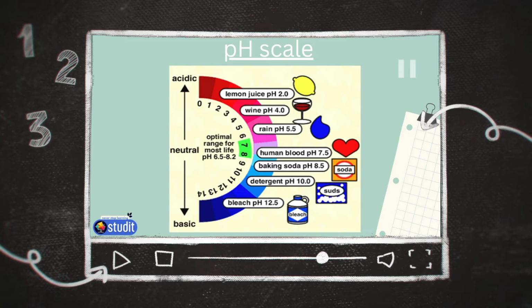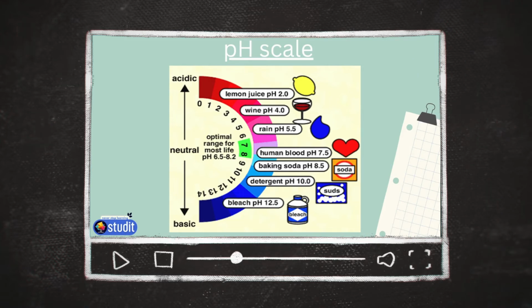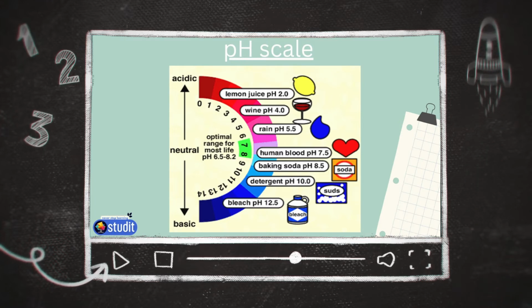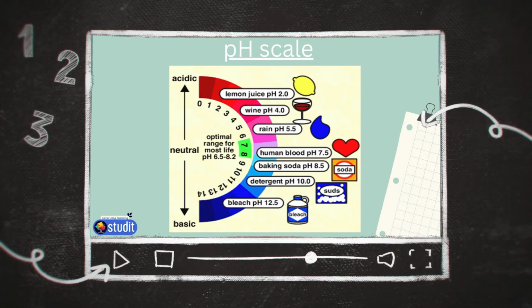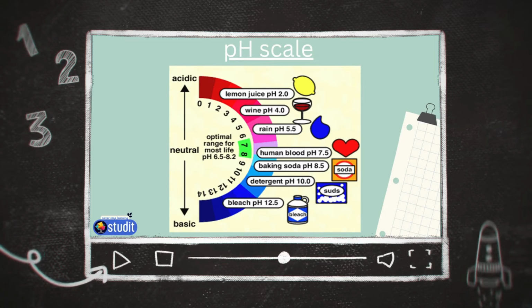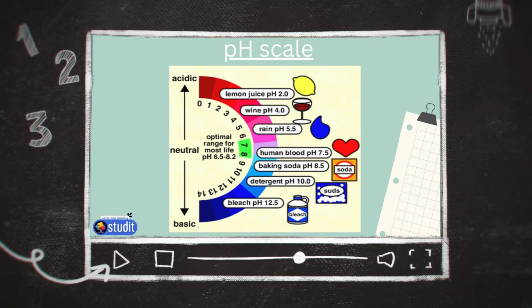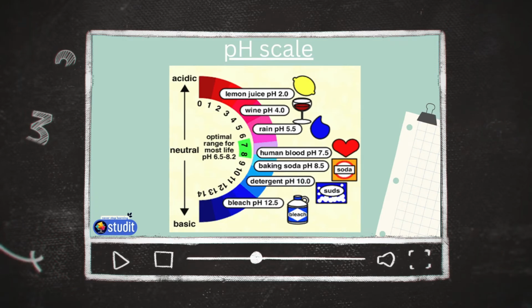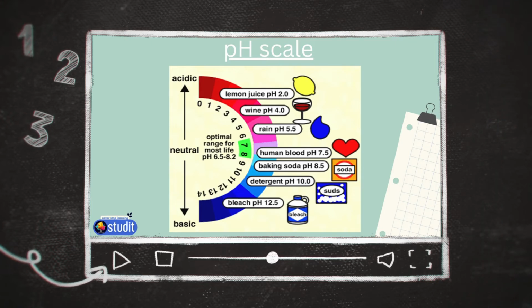Then we will discuss the pH scale. What is a pH scale? The pH scale is there to identify the acidic or basic nature of different substances. Like lemon juice: lemon juice has a pH of 2.0. It means it is acidic in nature, and the lower the pH, the more highly acidic it is. Then wine of pH 4.0. Then rainwater of pH 5.5. Human blood of pH 7.5. It is more than 7, so it is basic in nature.